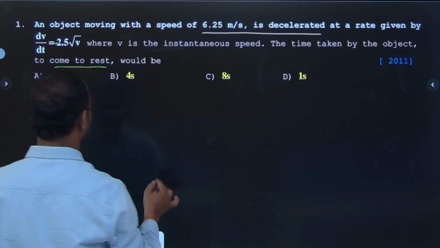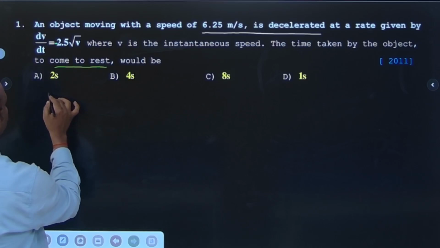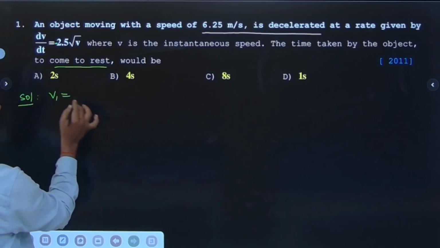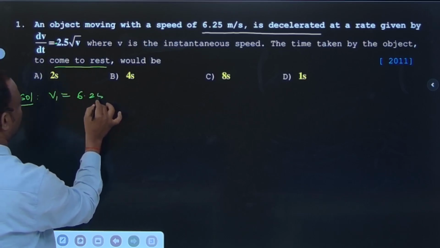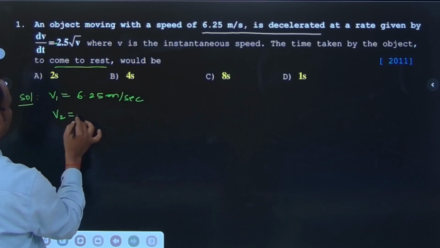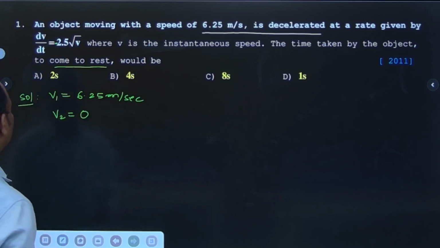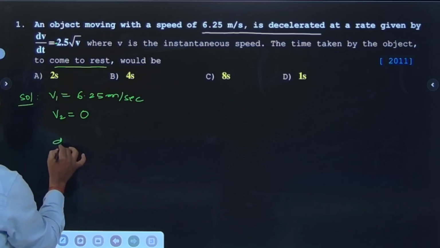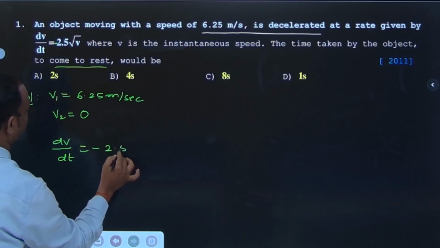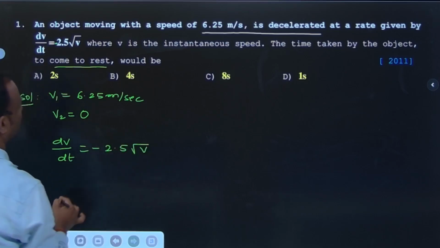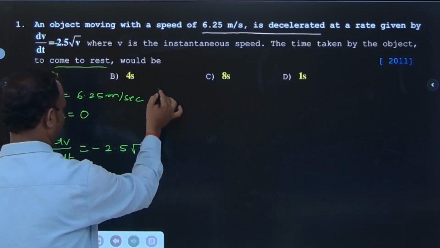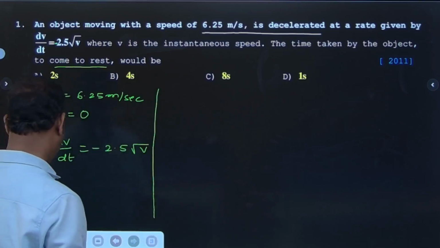So what is the initial velocity? V1 is equal to 6.25 meter per second. And V2 is finally coming to rest, so V2 is equal to 0. And dV by dt is equal to minus 2.5 root V. So then what is asked is the time taken.